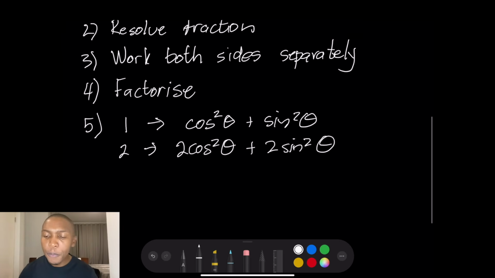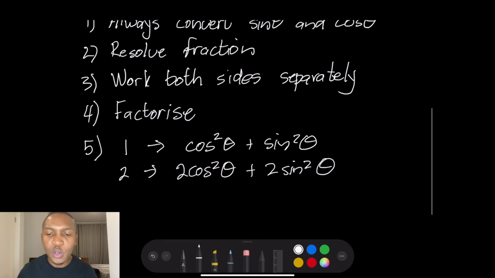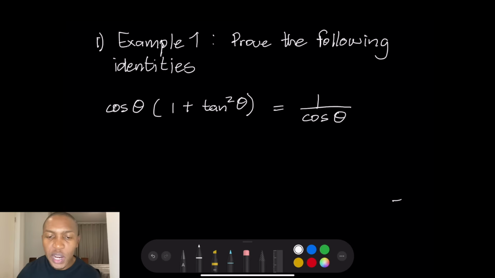Okay, so now what I want us to do is look at a couple of examples. Of course, I don't want us to get bogged down with the theory. I want us to get into the practical side, and as much as possible, just do the practical part of things, okay? All right, now let's look at the first example that we have.